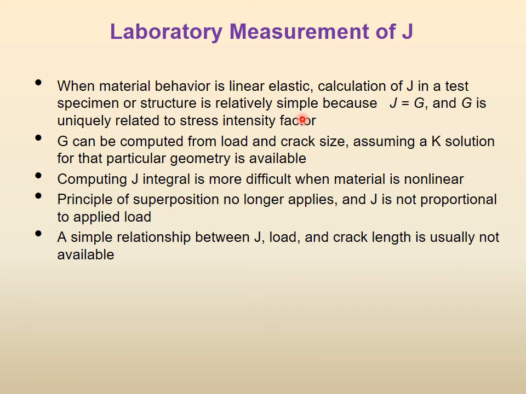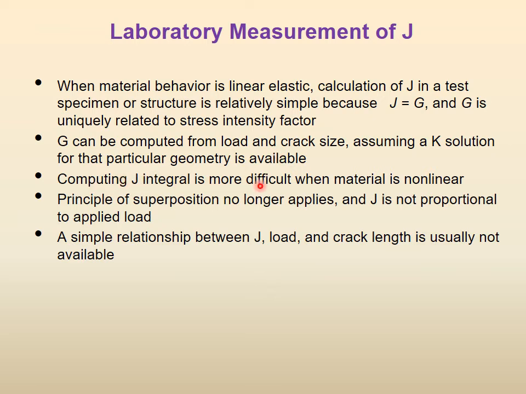Do you understand? We want to find J, but our material is linear elastic. So if the material is linear elastic, we know that J is equal to G, and we know that G is equal to K1 squared by E or something. So therefore we actually experimentally find K1 and find G from there. G can be computed from load and crack size, assuming a K solution for that particular geometry is available. Remember table 2.4, that there are many specimen geometries for which the solutions are there.